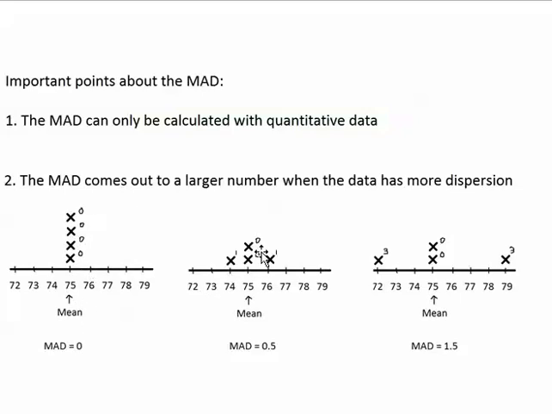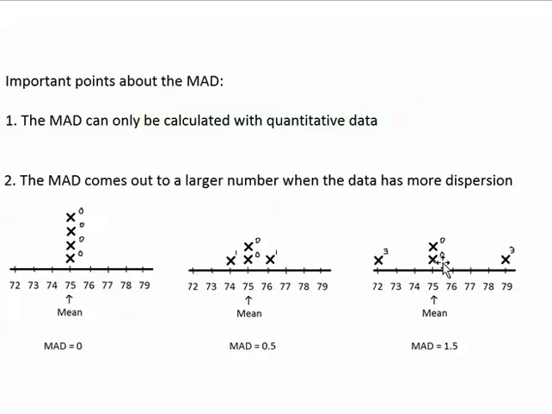In this data set, 2 of the exam scores are right at the mean, with distances of 0, but one exam score is 1 below the mean, and one exam score is 1 above the mean. The distances are 1, 0, 0, and 1, and the mean of those 4 numbers is 0.5. So the MAD is 0.5.